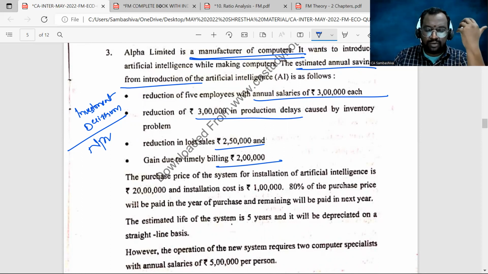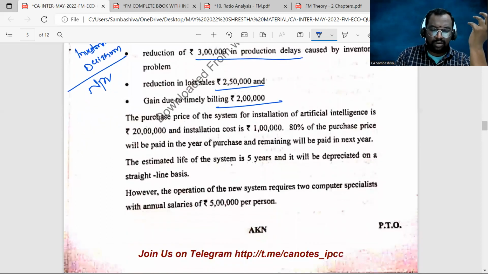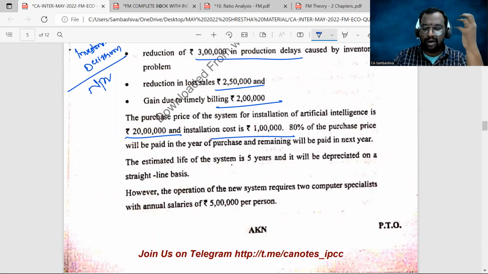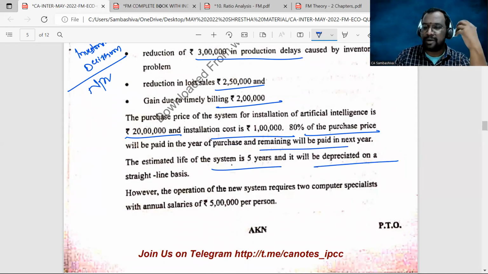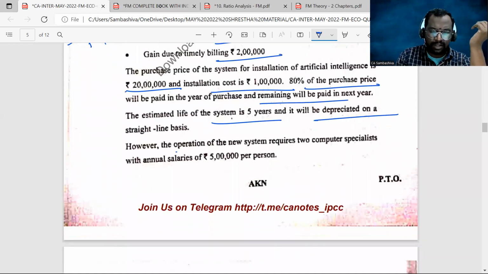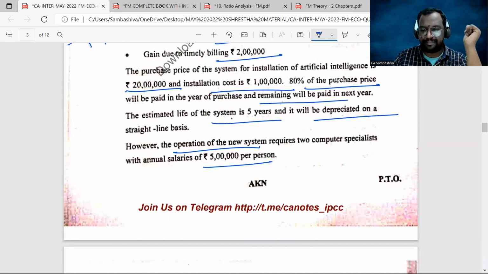Then you have to look after your cash outflows. What is the cost of installation of AI? What is the installation cost? And how are we going to pay it: 80% in the year of purchase and the remaining in the next year. What is the life of the system and how are we going to depreciate it? And what is the cost of operating that new system?